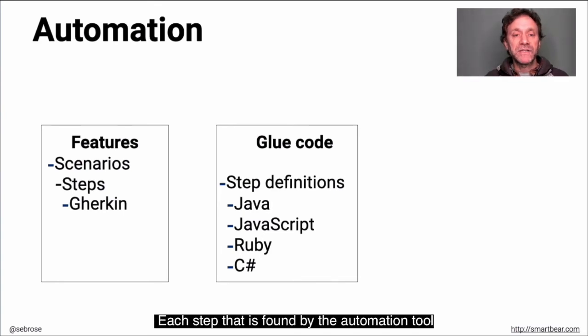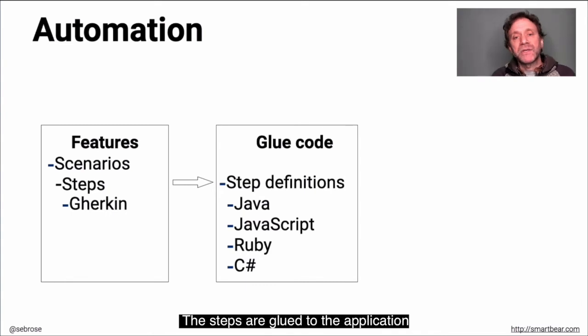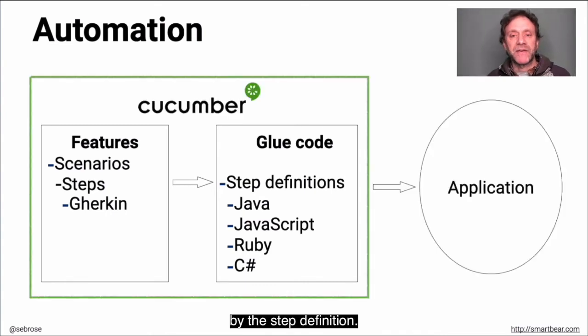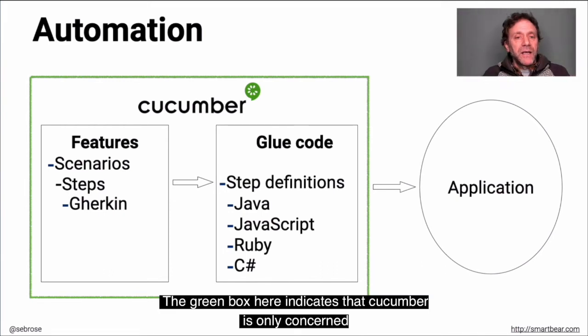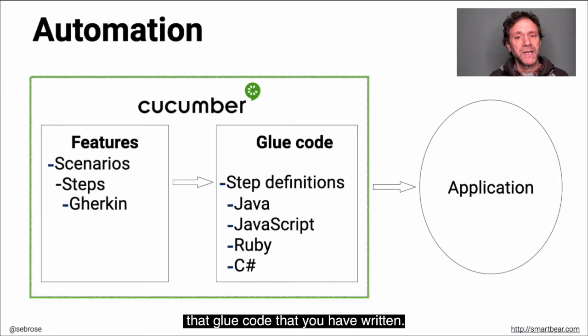Each step that is found by the automation tool causes a single step definition to be executed. So this is the glue. The steps are glued to the application by the step definition. And the green box here indicates that Cucumber is only concerned with linking the text in your feature file to the automation code, the glue code that you have written.